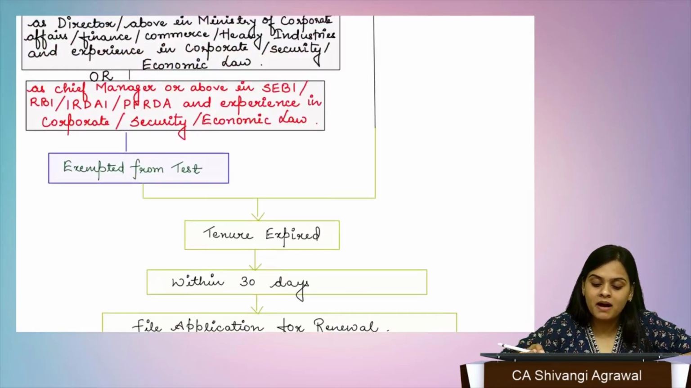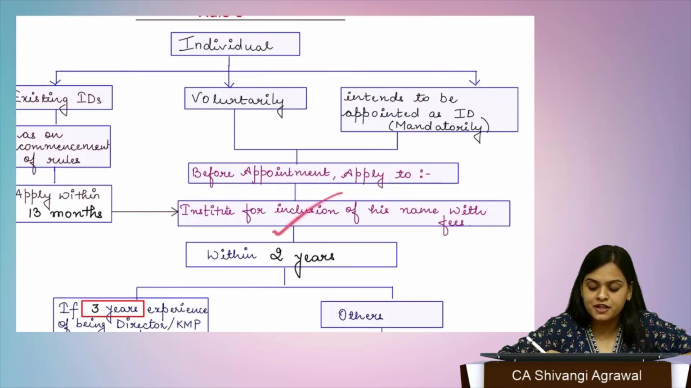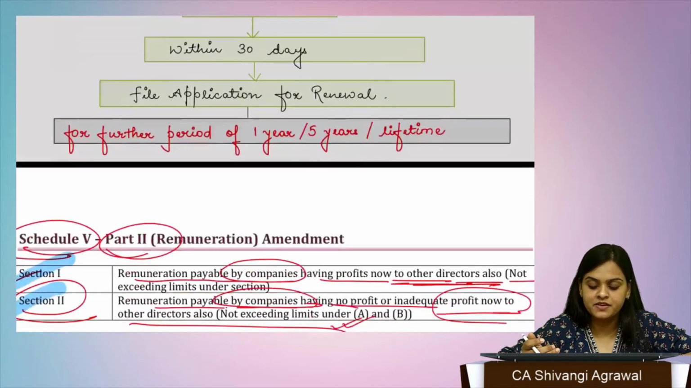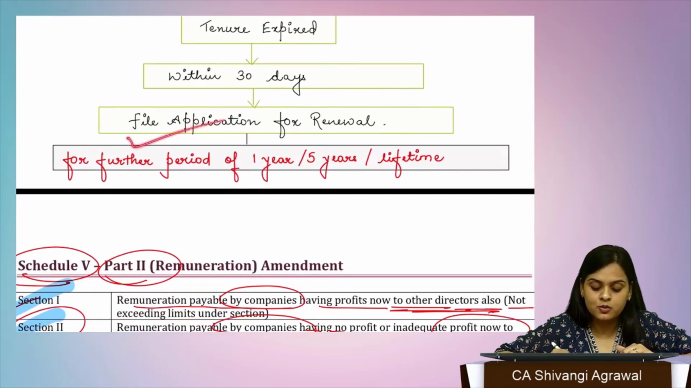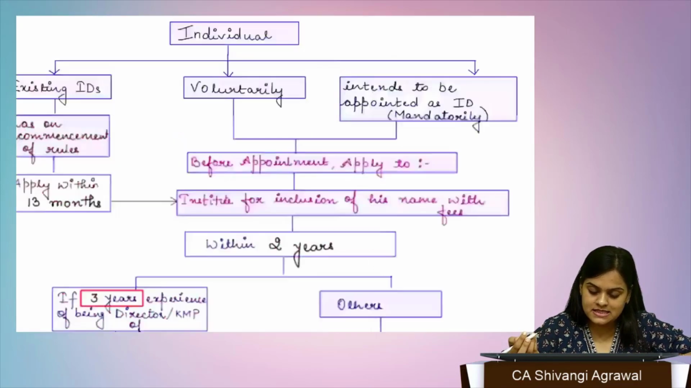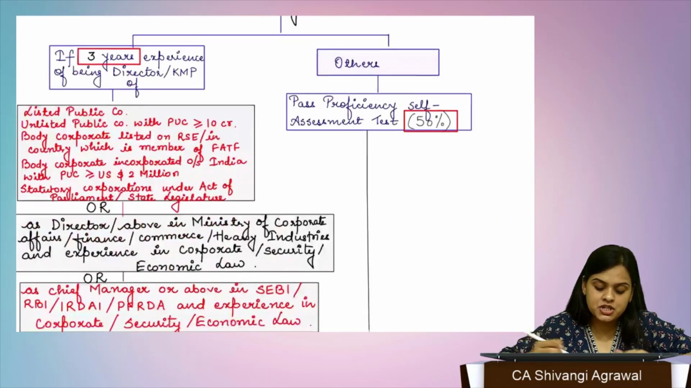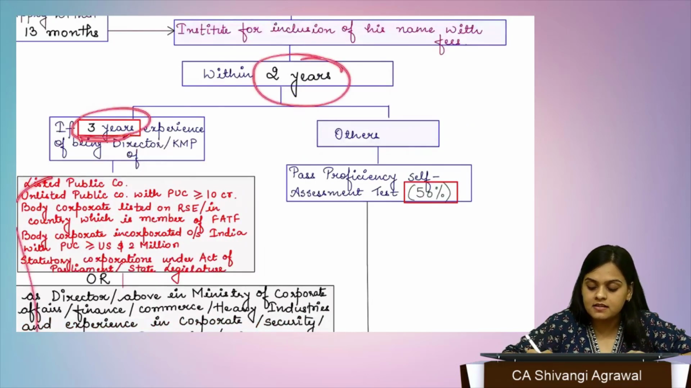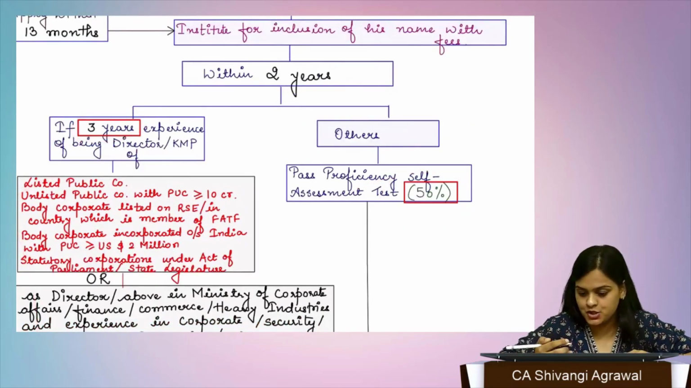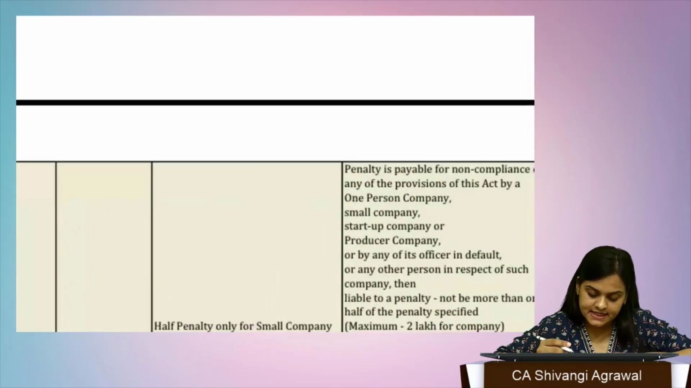Okay, now you might have applied for including your name for 1 year, 5 year, lifetime. So after that expiry, you have to file the application of renewal within 30 days. That is all the same things, right? So the major change is this list, this year, and this passing percentage. Clear? Great.